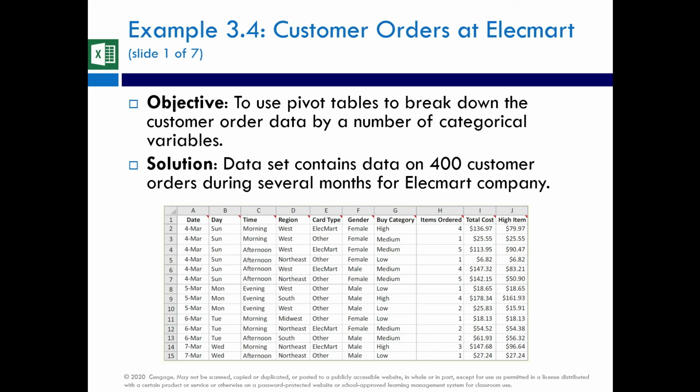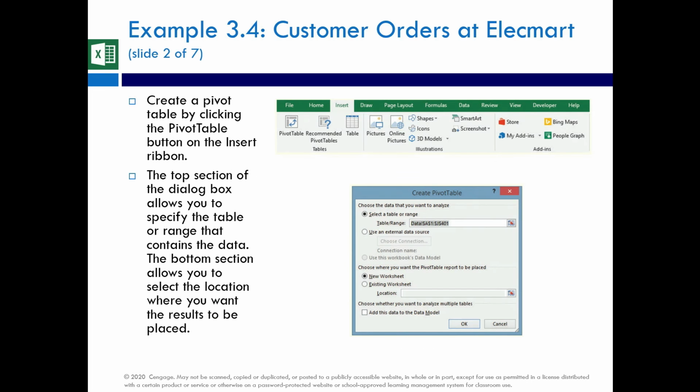Customer orders example. We use pivot tables to break down customer order data by a number of category values. The data set contains 400 customers' orders over several months at the Elk Mark Company. So we have the data. We create our pivot table. This is how we do it.